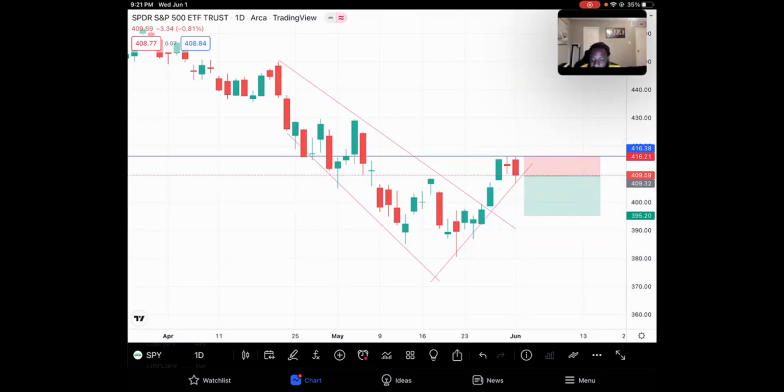As soon as it breaks your red zone, you're stopped out. You're out of the trade. As soon as it hits the bottom of the green, you hit your target. You're out of your trade. Now this is just for practice. This is just back testing. But you can actually use this now and go on your real demo account, your paper trading, and target the 395 puts. You know what I mean? And then you could see how it plays out.